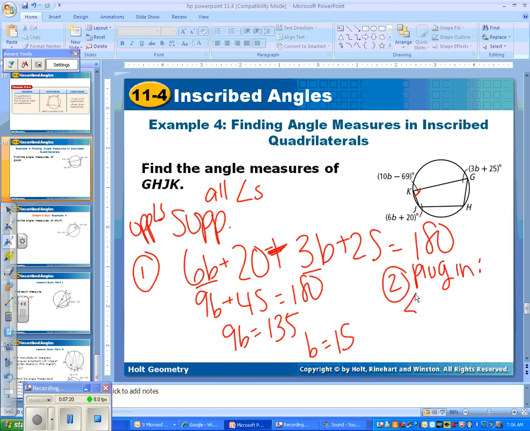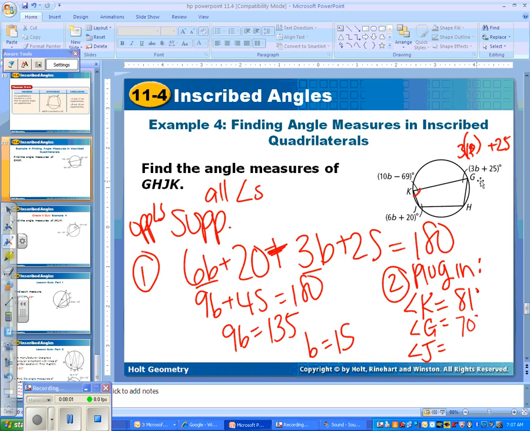So for angle K, we plug b equals 15 in here, and we get 150 minus 69, which gets 81 degrees. Let's see, if we plug it into angle G, we're going to get 3 times 15 is 45 plus 25. I don't know what I'm doing right there. Yeah, this should be 70, sorry, not 60. And we don't even have to really plug it into angle J. Angle J and angle G are supplementary. So angle G is 70 degrees.